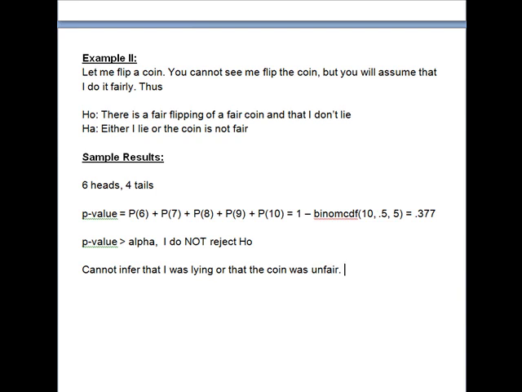So that's basically 2 examples and the 2 ways that the hypothesis test could go. Either you reject H0 or you don't reject H0. And I hope you find that helpful.